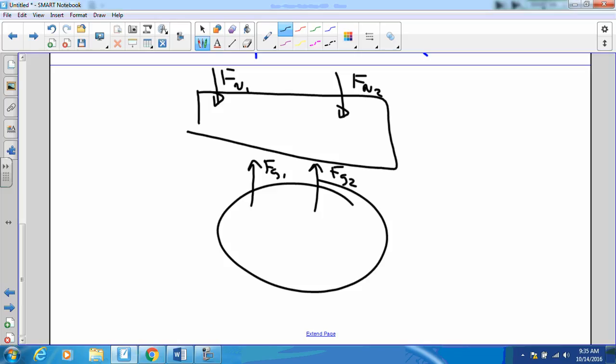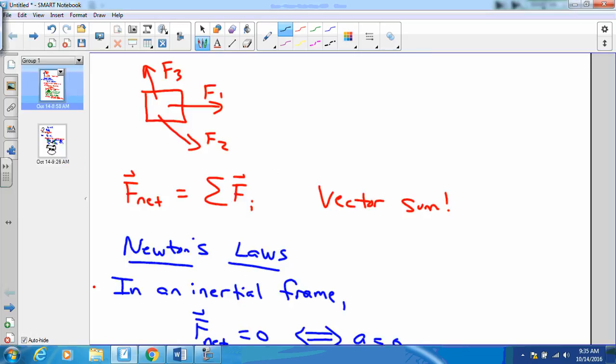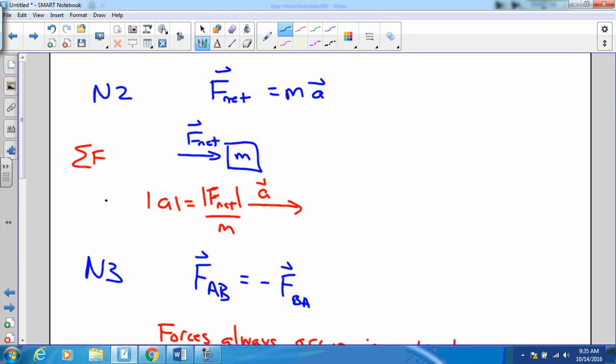Ground moves, you say? Well, the ground did move in my reference frame. That's a good point. The difference in masses. Back to Newton's second law.